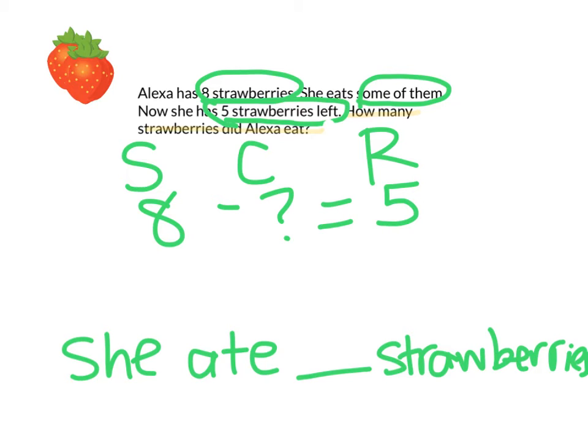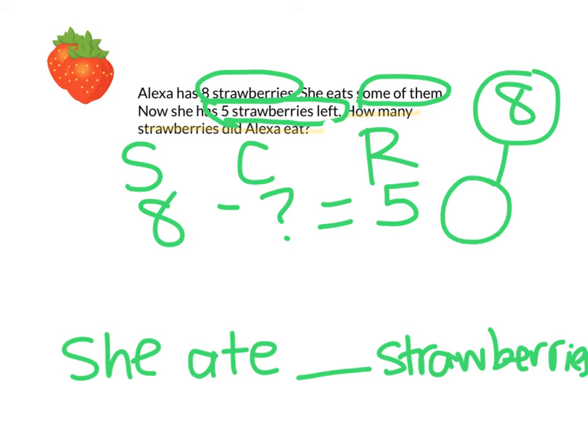So I can do a lot of things here. I can use my number bond. I know 8 is my whole. I know the part that she ate, we don't know yet. And the part that she has left is 5. Okay. I can also bring my picture out.